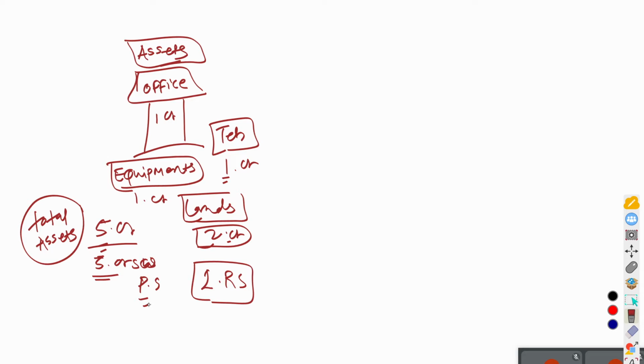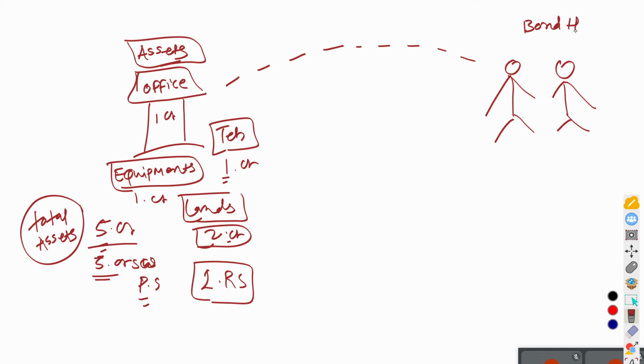Then the company approached the bondholder. What do you think? If the company approaches the bondholders to provide funding to the business, the company still has assets of 5 crore. So what do you think? Will bondholders directly transfer cash to the company? What will happen? Come on, guys.